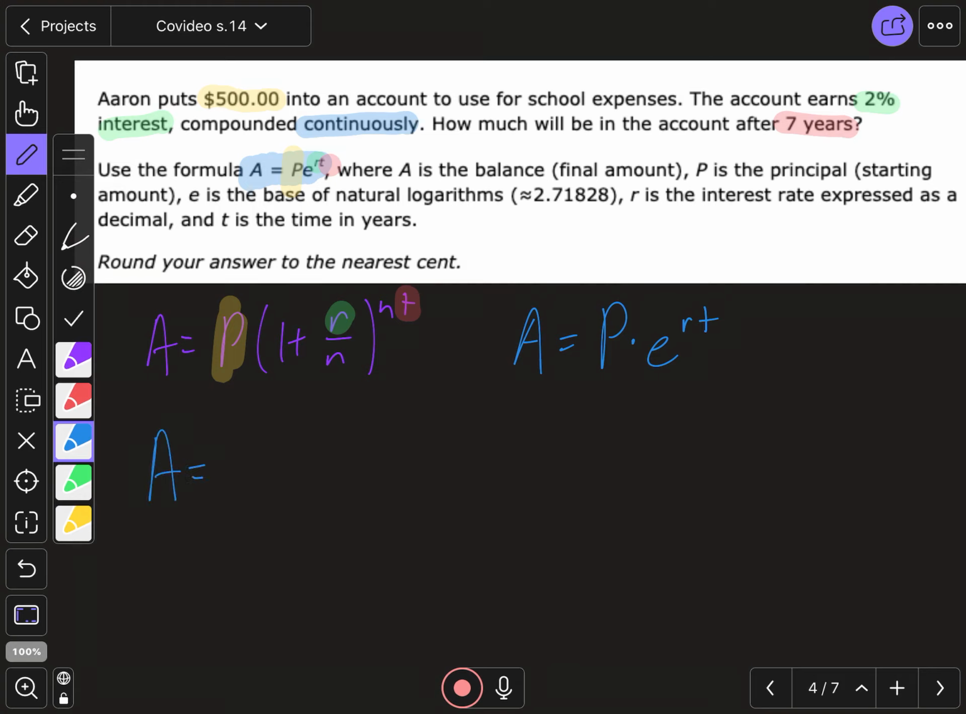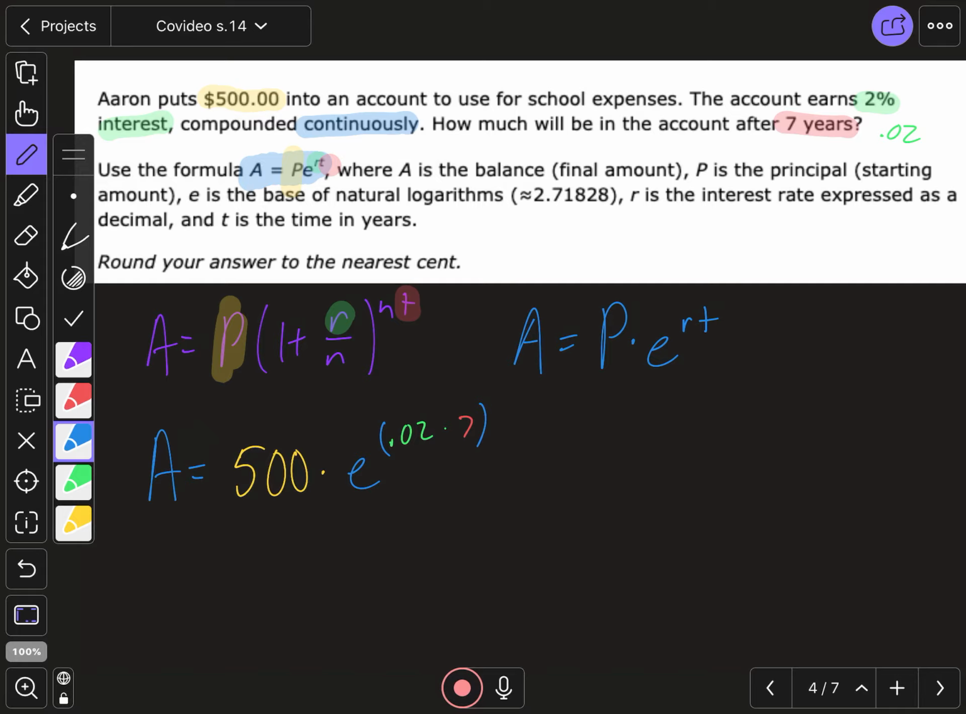A equals P, which was $500, times e. So e is a number that we know the value of. It's not a variable you need to solve for or anything like that. The rate is 2%, so that would be 0.02, and then time was 7. So just like before, it's a good idea to put parentheses around this. I'm just going to type that in the calculator.